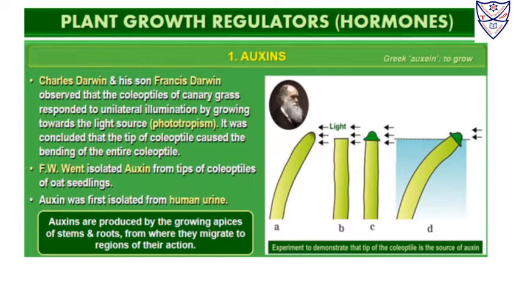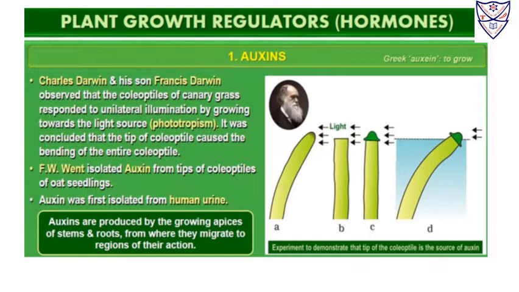Charles Darwin and his son Francis Darwin observed that the coleoptiles of canary grass responded to unilateral illumination by growing towards light. So we call this phototropism, where a plant grows towards the light always. Then it was concluded that the tip of the coleoptile caused the bending of the entire coleoptile.